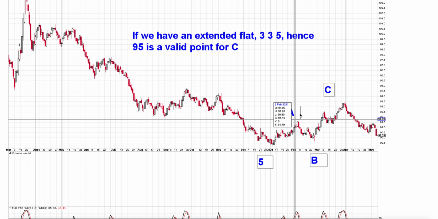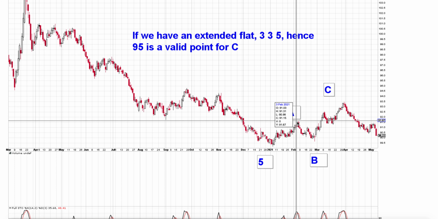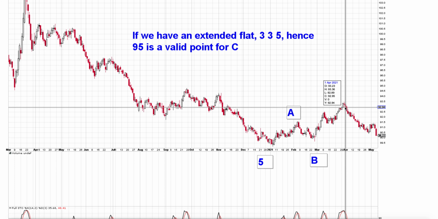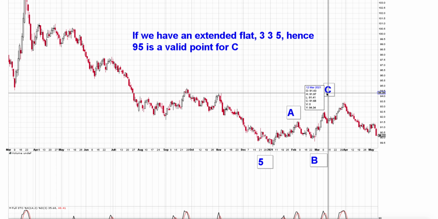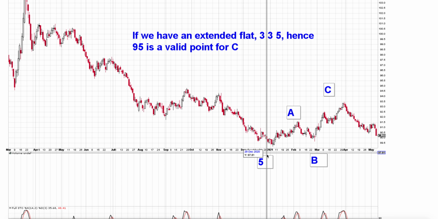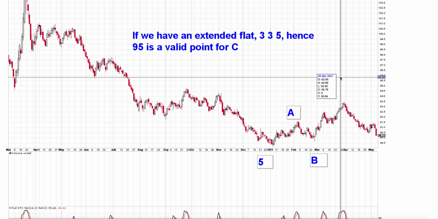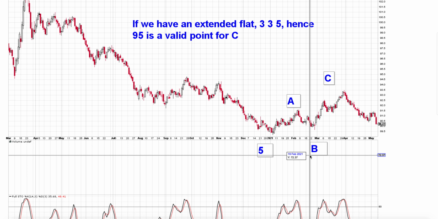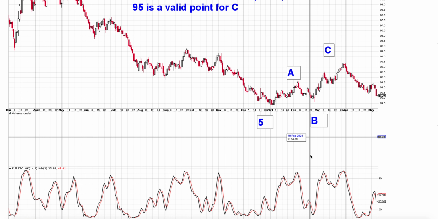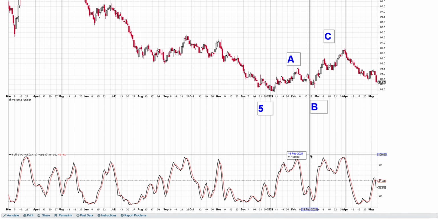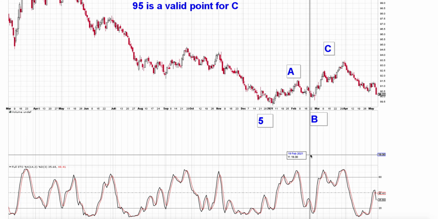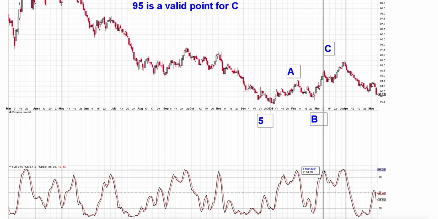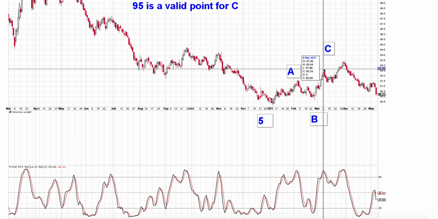So you have 3 moves up, A, 3 moves down, B, 5 moves up, C. So assuming this is C, 5 and C, this might be later 1 and 2. 2 is the end of the correction. At the end of any correction in the past, you would have different divergences, either negative like you have here, or positive like you have here.